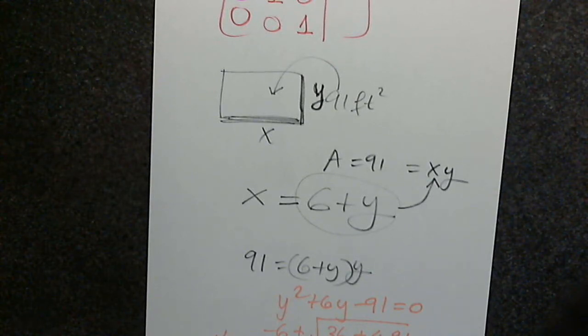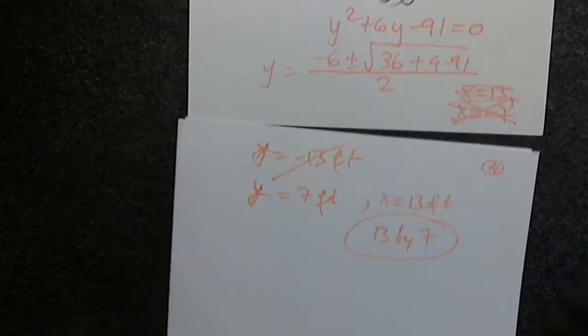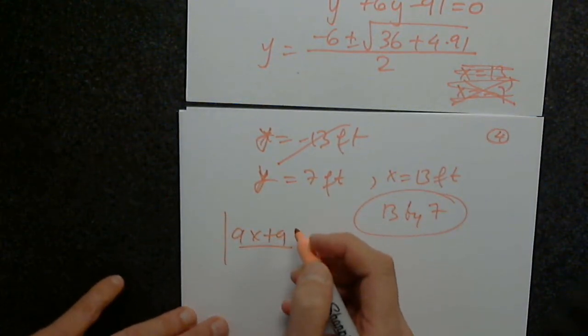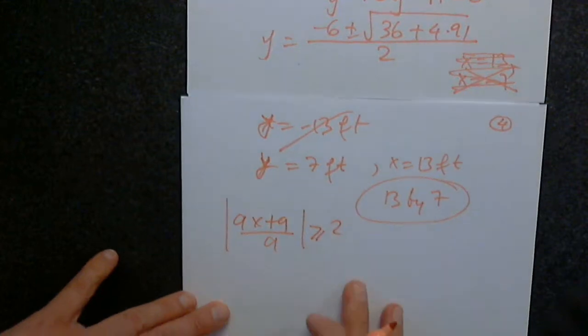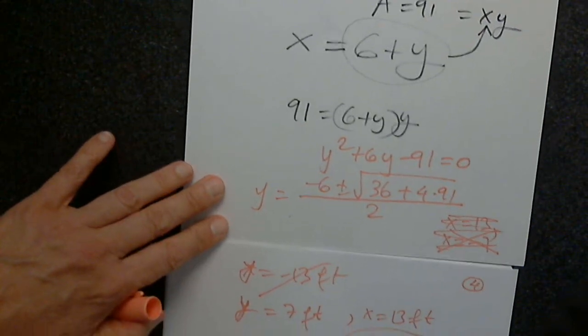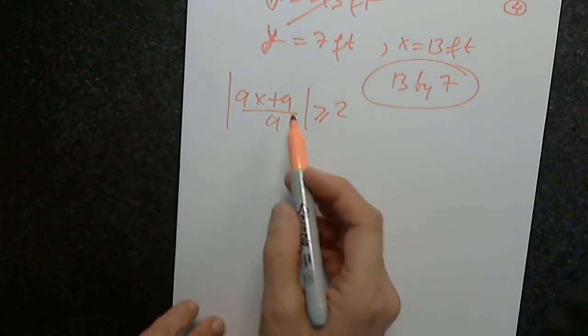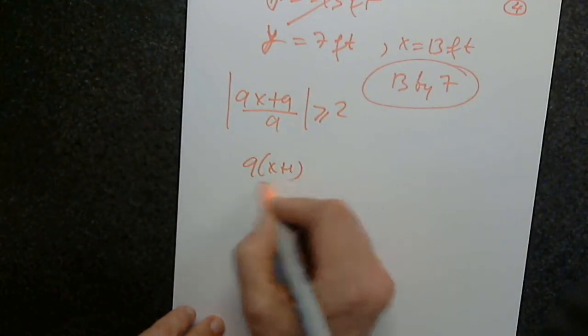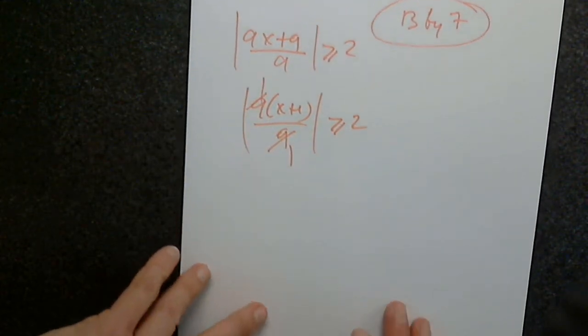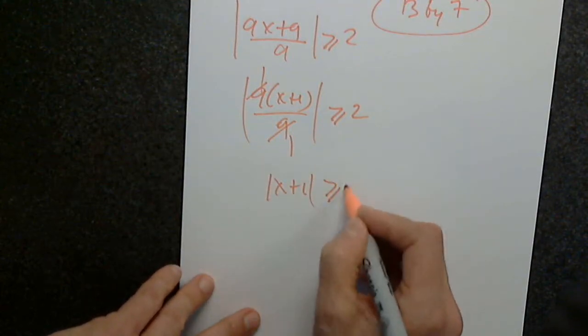Let's look at number 5. In number 5, we are given an absolute value inequality. The absolute value of (9x plus 9) divided by 9 is greater than or equal to 2. Of course, what I would do is factor out 9 inside the absolute value. Why? Because I can simplify and make it much easier. So now I have the absolute value of x plus 1 greater than or equal to 2.